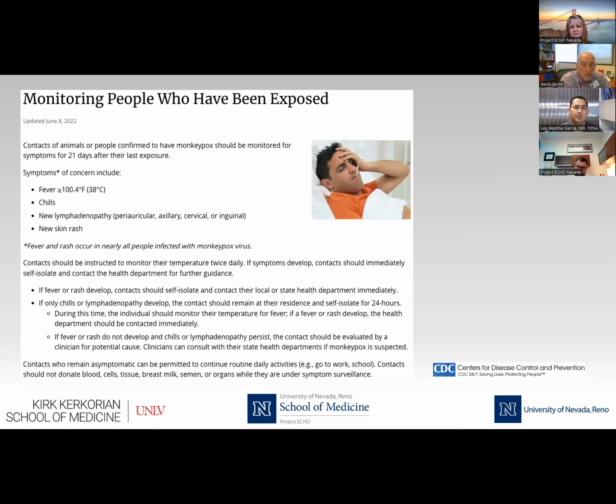So how do you monitor people that have been exposed? Well, there's about a 21-day period from their last exposure that we worry about, in which they can develop symptoms. And what you're looking for is the development of fever and chills, lymphadenopathy, and a new skin rash. What the guidance is saying is that if after 5 days of the onset of symptoms you don't develop a rash, it is highly unlikely that you have been infected with monkeypox. And just for operational purposes, we'll leave it at that.